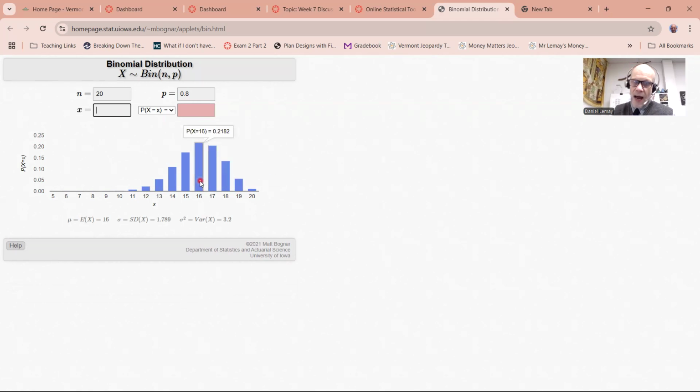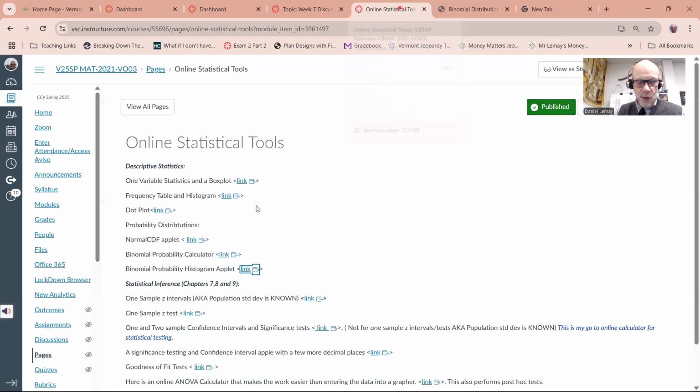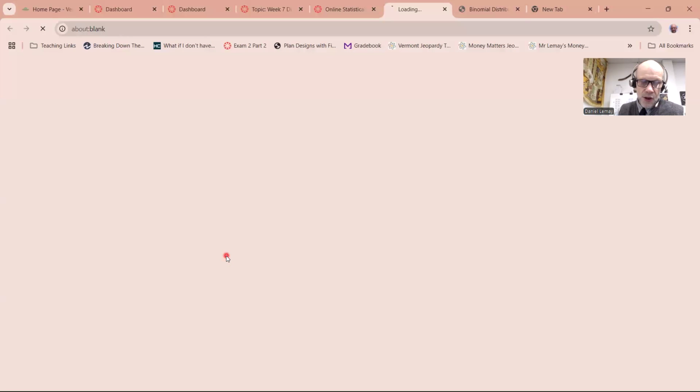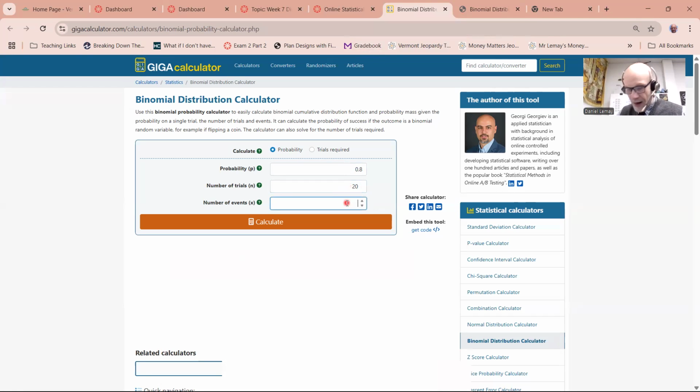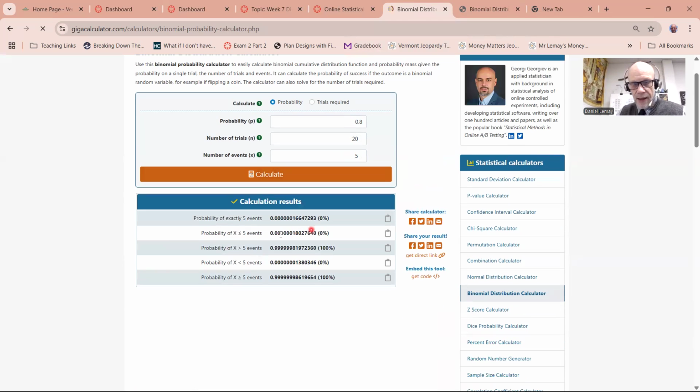In that case, if we had to find binomial probabilities, we'd have to use that GigaCalc calculator, and there are other ones too. Your graphing calculators do it. This one's nice because it does it all. I could say the probability is 0.8 and n is 20, and what if I wanted exactly 5? Calculate. That's exactly 5, so it's a pretty small probability. How about less than 5? That adds up the probability for 5, 4, 3, 2, 1, and 0. So it works pretty well, and this is what we're going to use if we don't have a normal distribution.